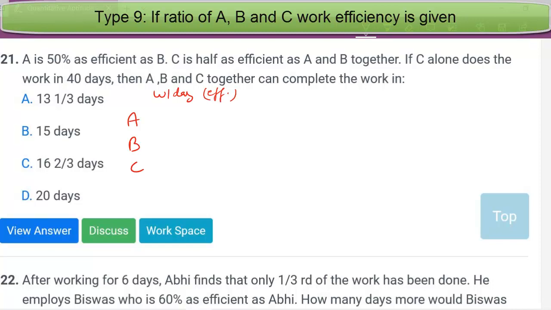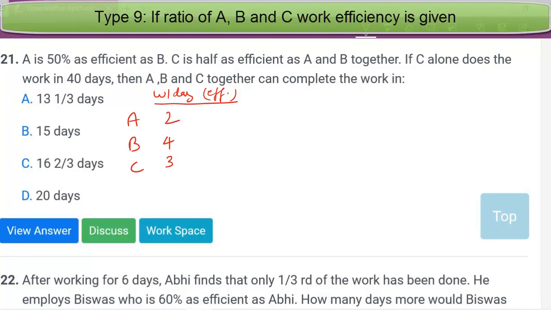So A is 50% as efficient as B. So if I assume B as 4, A's efficiency will be 2, right? Why am I assuming 4? Because it is given that C is half as efficient as A and B together, so I don't want to get any fraction. So C has to be 4 plus 2 by 2, that means 3. So I got whole number efficiencies of A, B and C. In fact, the ratio of efficiencies.